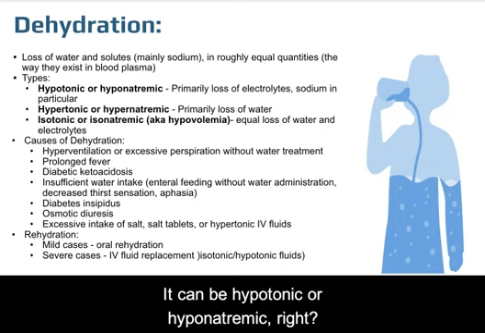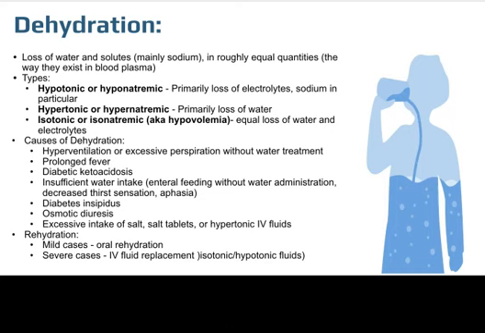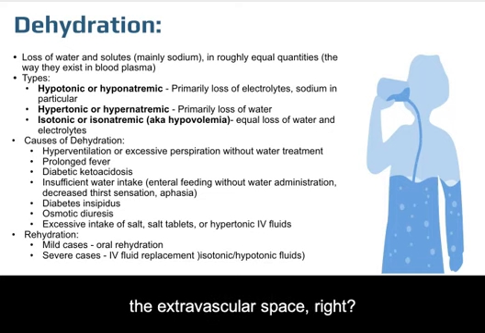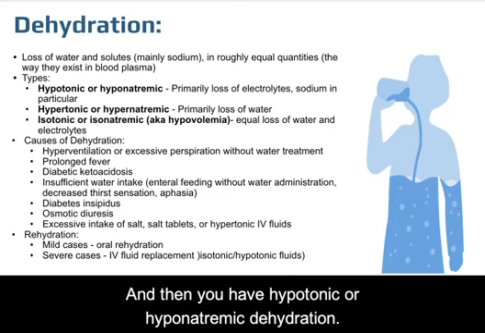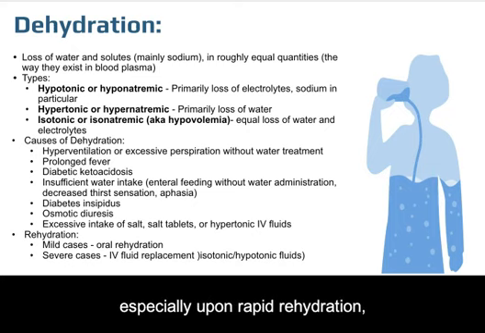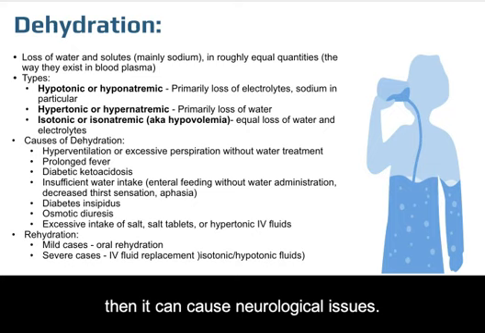The first type can be hypotonic or hyponatremic, right? This is primarily loss of electrolytes, mainly sodium. This happens when intravascular water shifts to the extravascular space, right? And this can cause seizures, cerebral edema, especially upon rapid rehydration. When we're trying to rehydrate them really fast, then it can cause neurological issues.